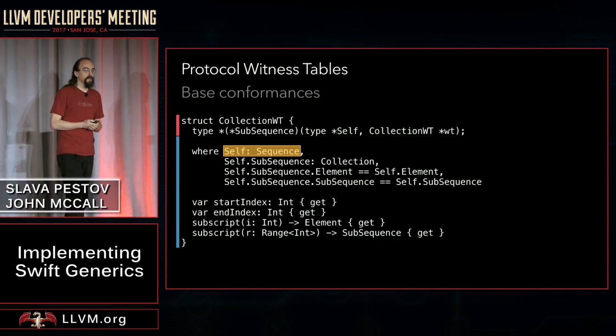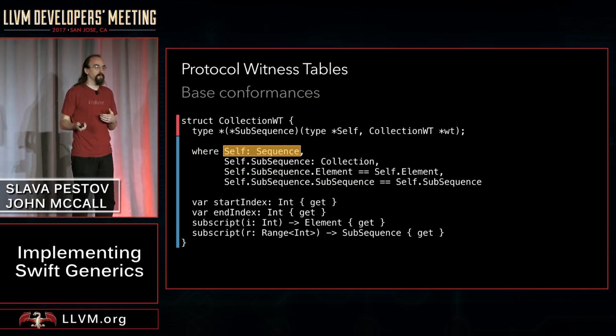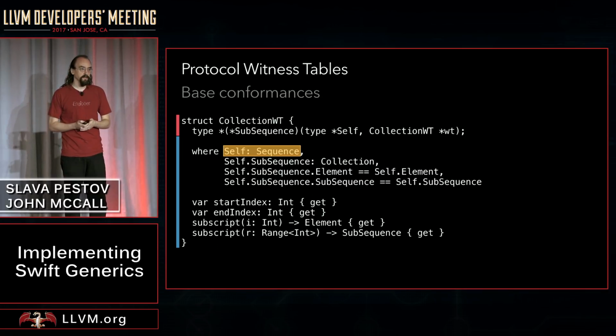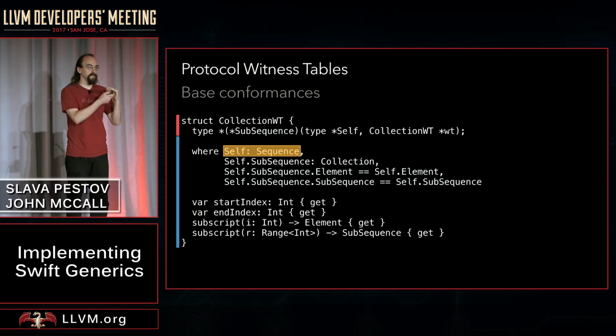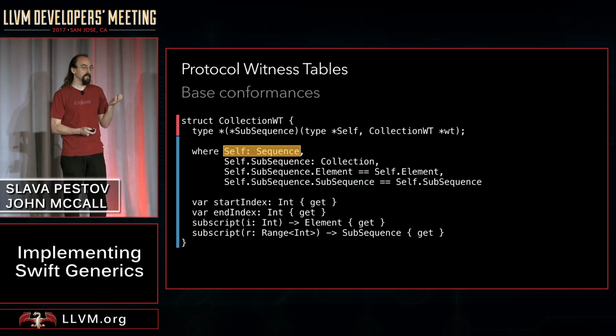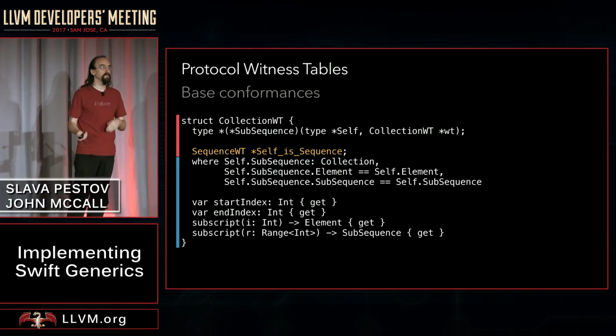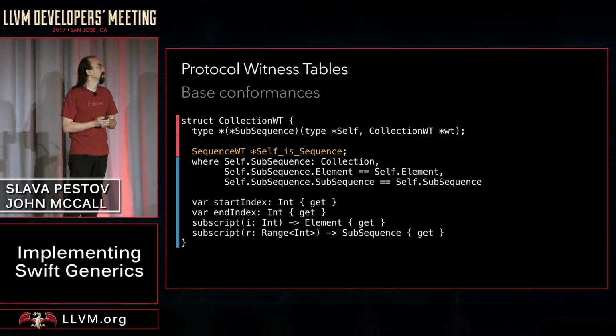So the next requirement that we see is the base requirement that we know from the fact that Collection extends the Sequence protocol. Now, unlike some of these other cases, this can never actually be an infinite cycle. This sort of derivation always bottoms out in a finite way, because otherwise it would be impossible to declare a conformance to the type. So this, we can actually just go ahead and store the protocol witness table for the base protocol directly in the protocol witness table for the derived protocol.